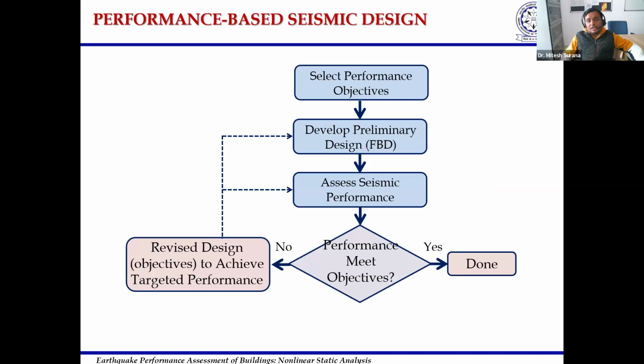Once I know the performance objective, I need to develop a preliminary design. That preliminary design may be based on the codal recommendation that we have for the force based design. After designing that structure, I need to assess its seismic performance. After assessing its seismic performance, if that performance meets my objective, which I have assumed initially in terms of whether I am targeting life safety or immediate occupancy or operational performance, then in that case my design is done. If those performance objectives are not met after performing this preliminary design, then I need to revise the design to achieve the targeted objective, and accordingly I need to either increase the design force or reduce the design force to achieve a targeted performance. So this is how the performance based seismic design goes.